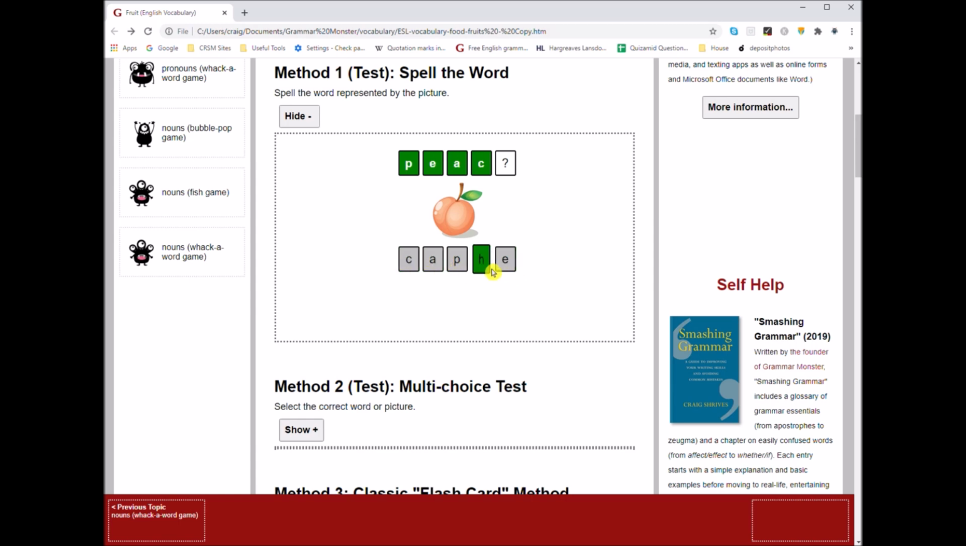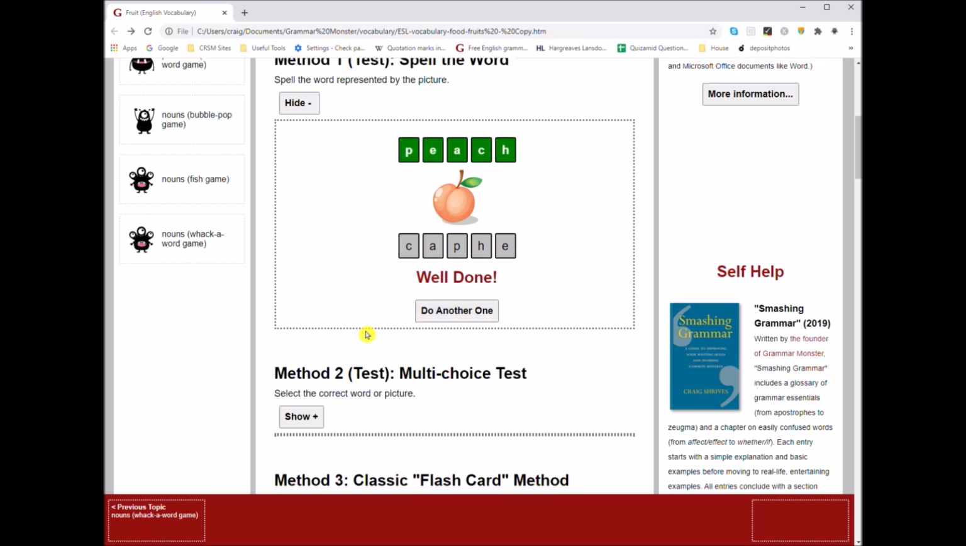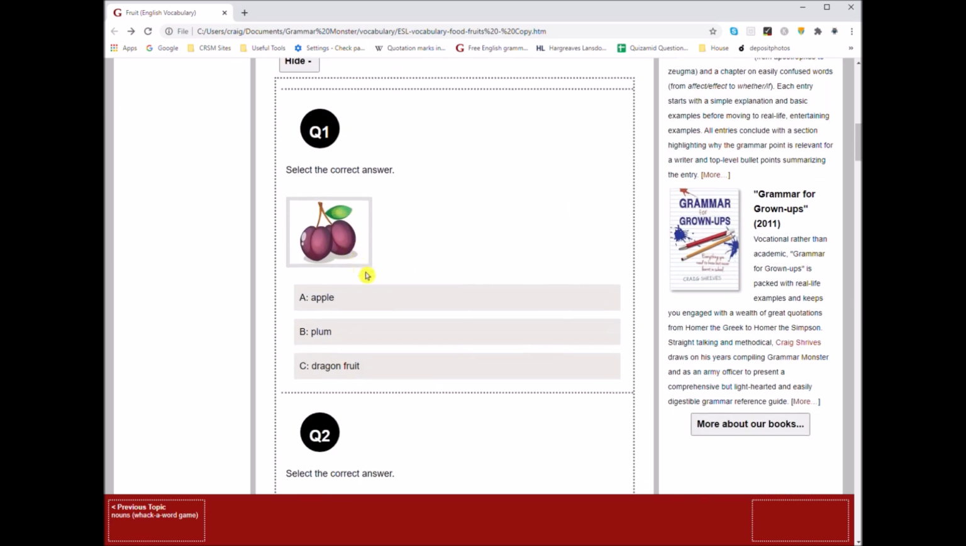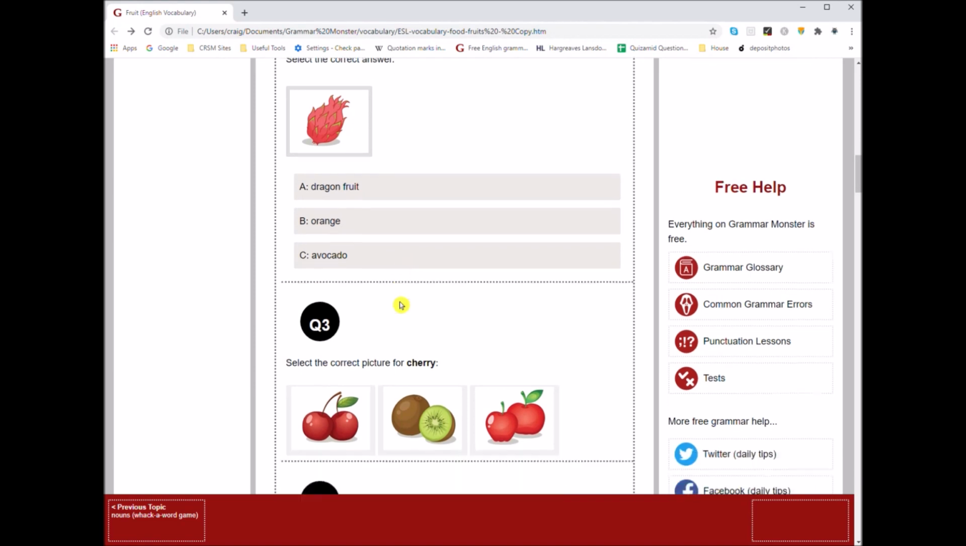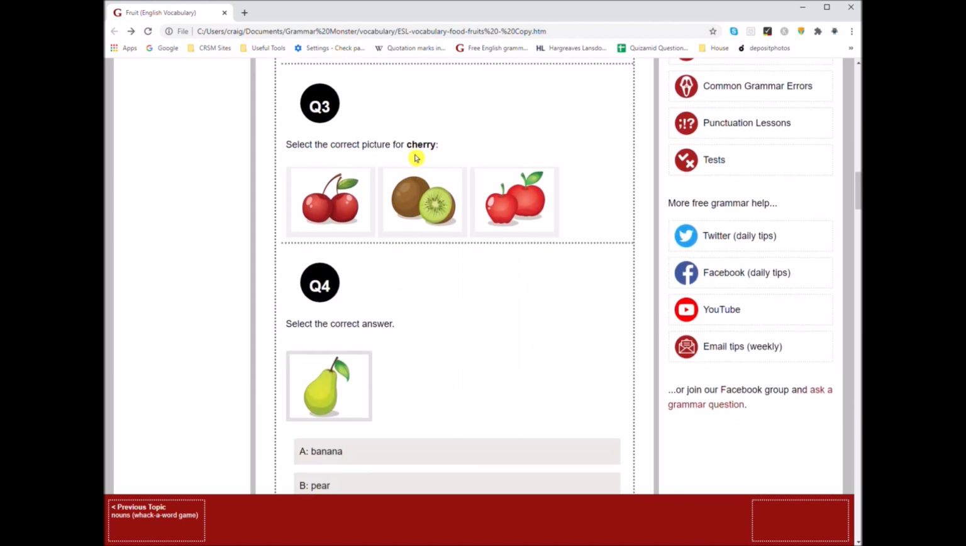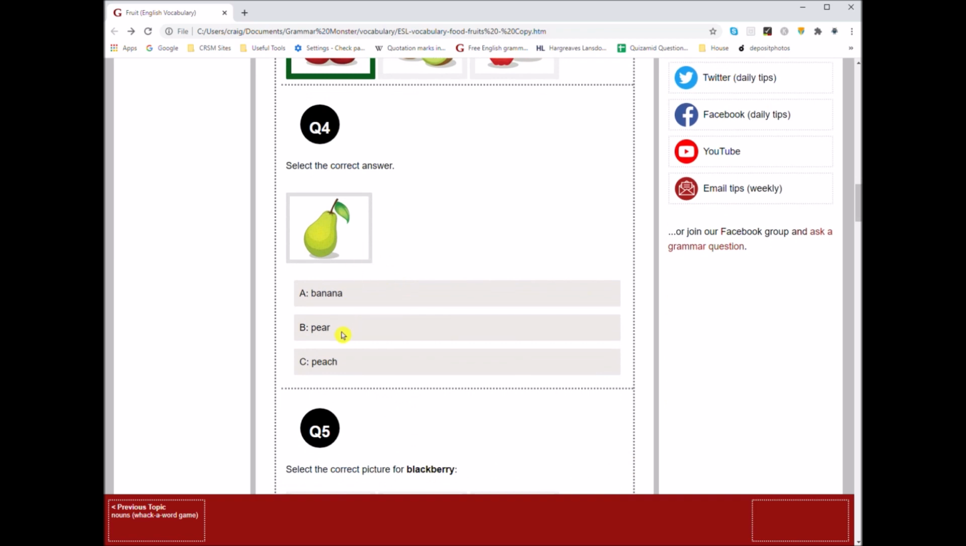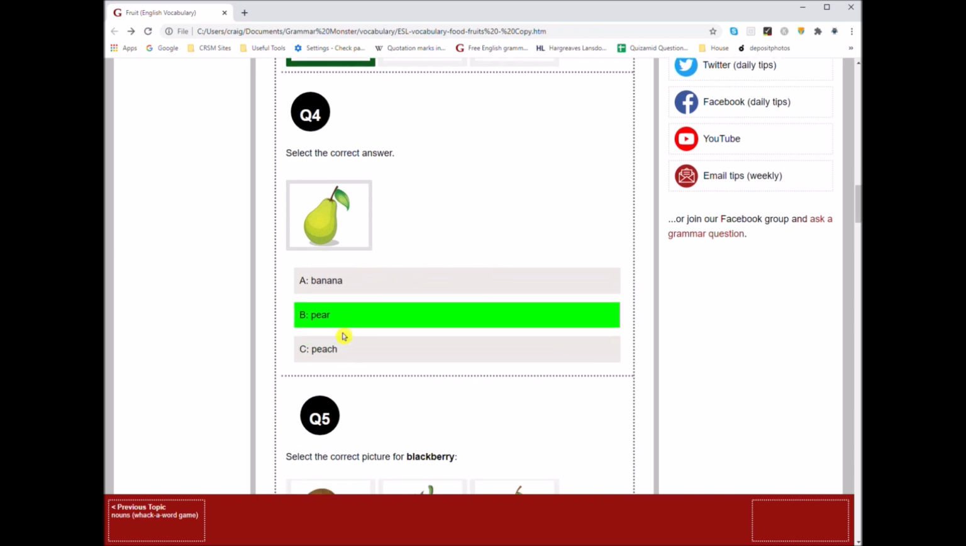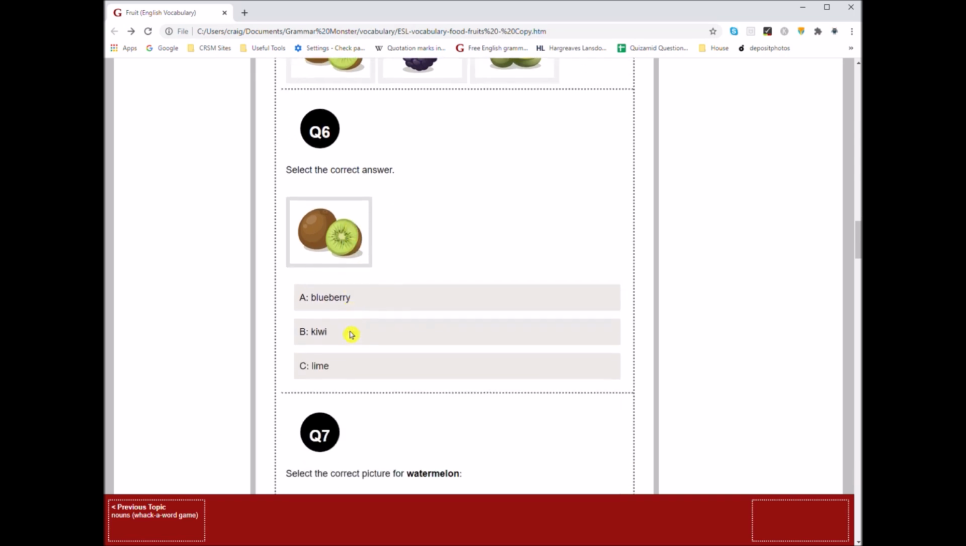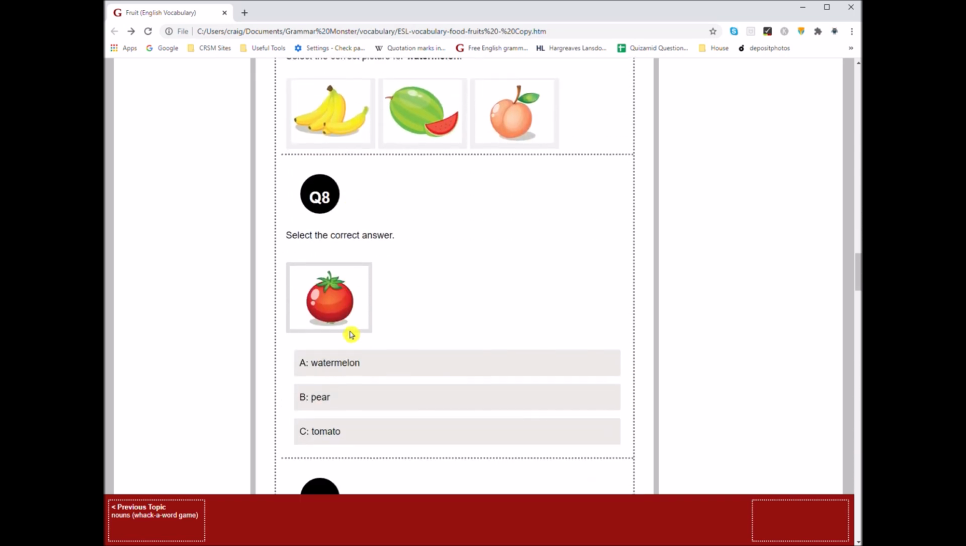Okay, Method 2 is a multi-choice test. It has 10 questions, and there are 2 types of question. Either select the correct picture or select the correct word. Method 2 is a way of showing you lots of words without overloading you.